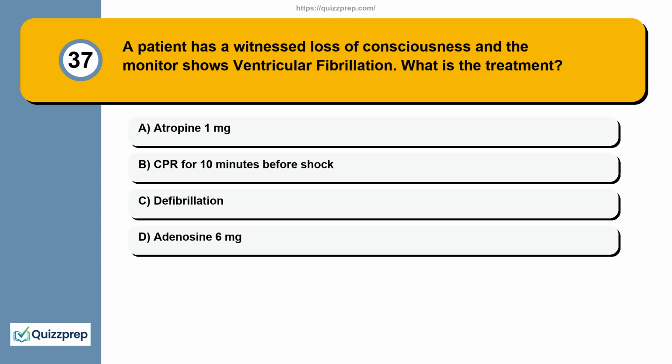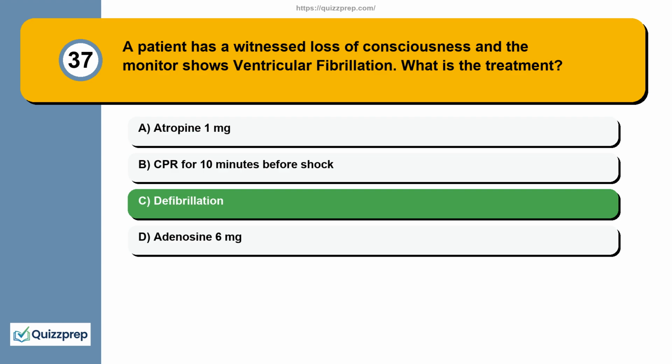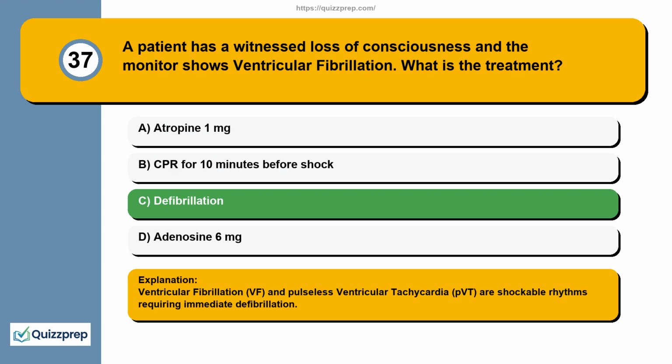Question 37. A patient has a witnessed loss of consciousness and the monitor shows ventricular fibrillation. What is the treatment? Atropine 1 mg, CPR for 10 minutes before shock, defibrillation, adenosine 6 mg. Ventricular fibrillation, VF, and pulseless ventricular tachycardia, pVT, are shockable rhythms requiring immediate defibrillation.